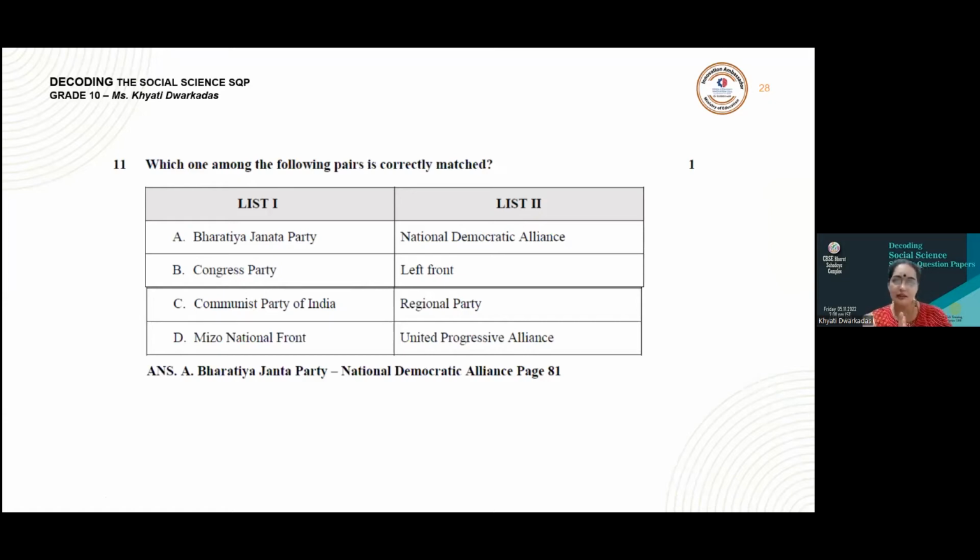Which one among the following pairs is correctly matched? And once again, here they talk about, look at this list 1 and 2. They are talking about the party and kind of alliances created, and only one actually matches, which they have also matched and kept. The student doesn't really have to do much.